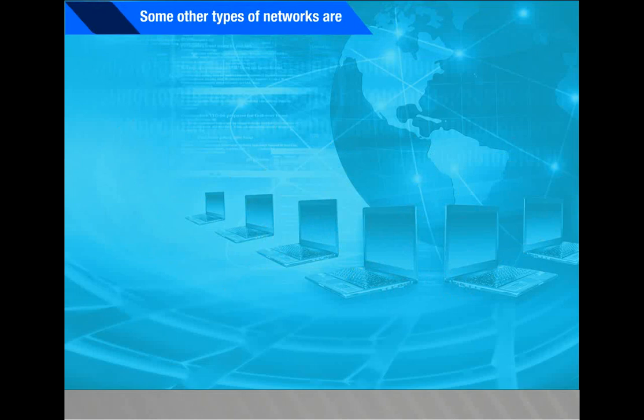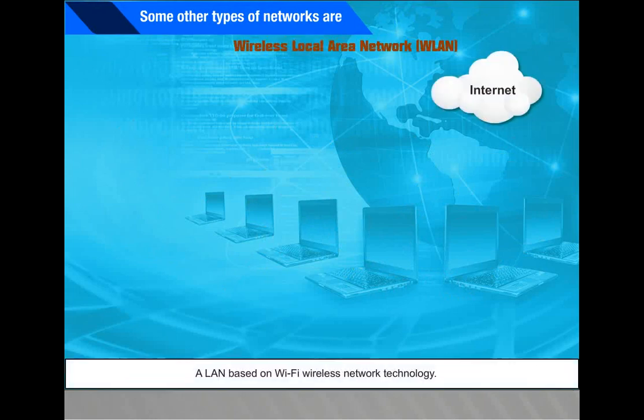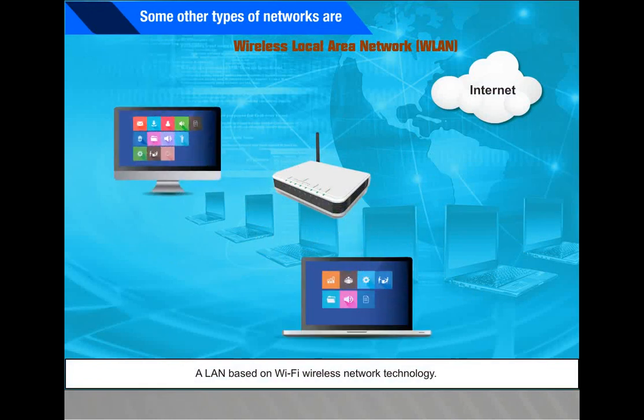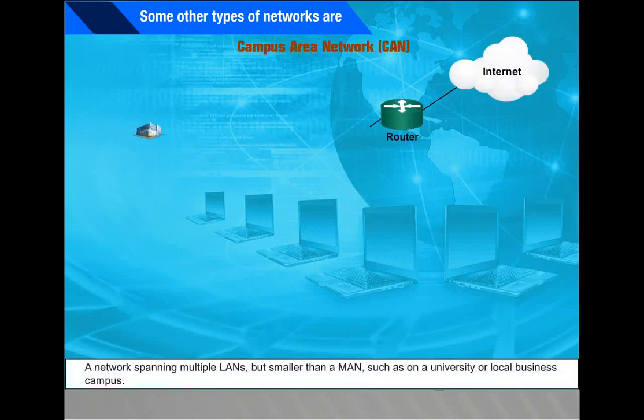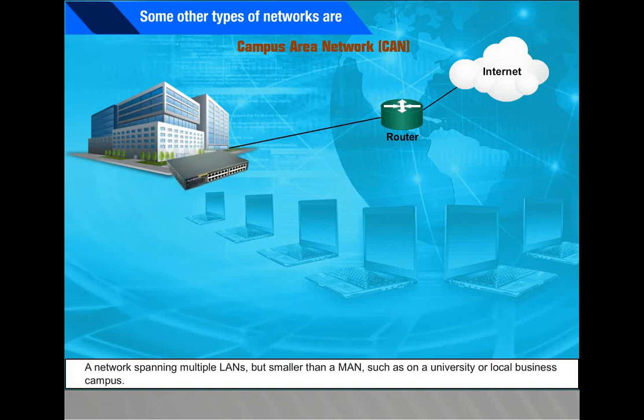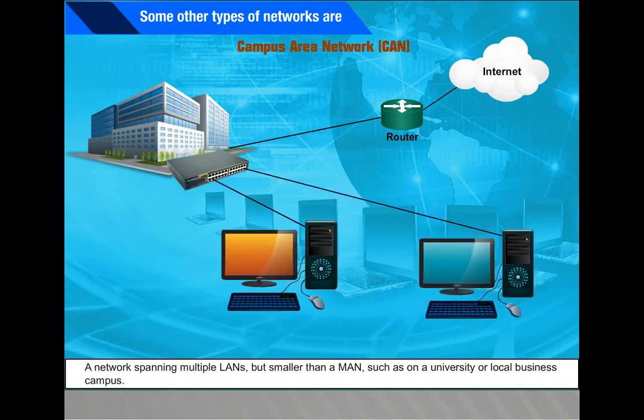Some other types of networks are Wireless Local Area Network (WLAN), a LAN based on Wi-Fi wireless network technology. Campus Area Network (CAN), a network spanning multiple LANs but smaller than a MAN, such as on a university or local business campus.